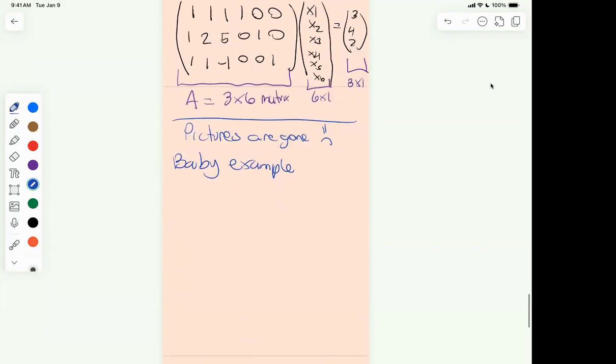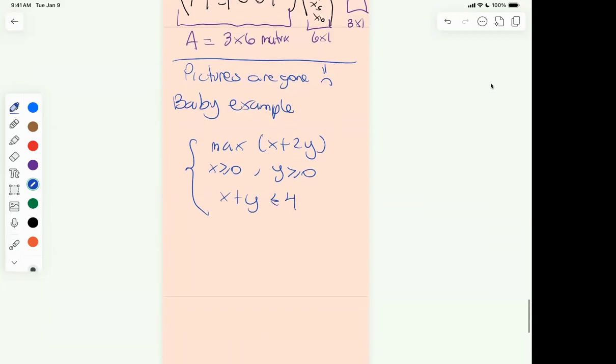Okay, and this is one we can solve by the graphic method without any issues. But imagine I had given you the max of x plus 2y, right? And the conditions are that x is greater or equal to 0, y is greater or equal to 0, which are baked into the problems always, and then that x plus y is less or equal to 4.